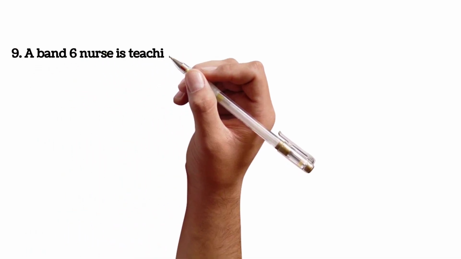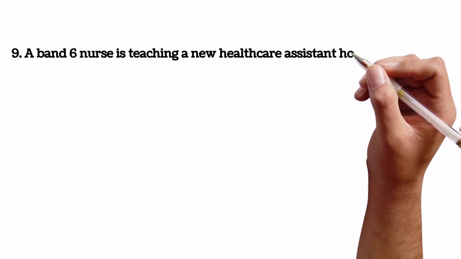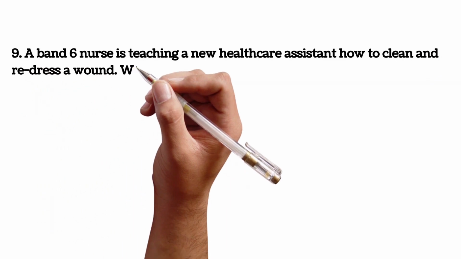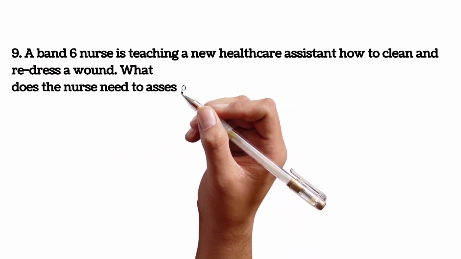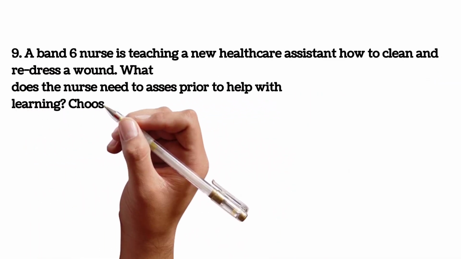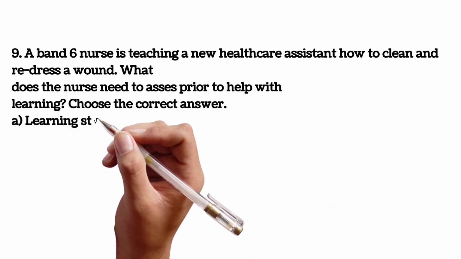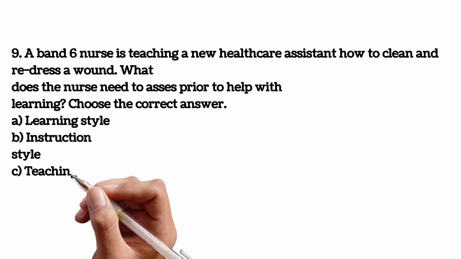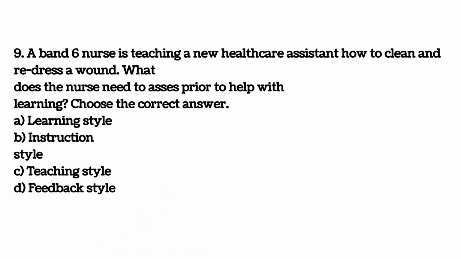9. A Band 6 nurse is teaching a new healthcare assistant how to clean and redress a wound. What does the nurse need to assess prior to helping with learning? Choose the correct answer. A. Learning style. B. Instruction style. C. Teaching style. D. Feedback style.